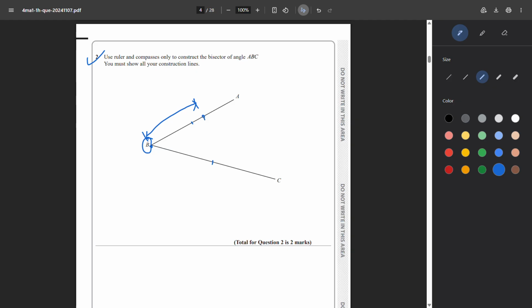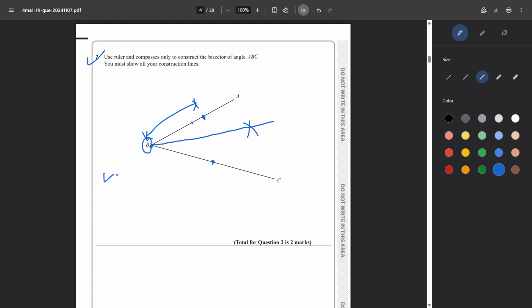Now from this point, you have to draw a curve like this using the compass. Again from this point, draw another curve like this. Then you just have to join these two points like this. This will be the bisector of ABC. You just have to show these construction lines. You will get 2 marks.